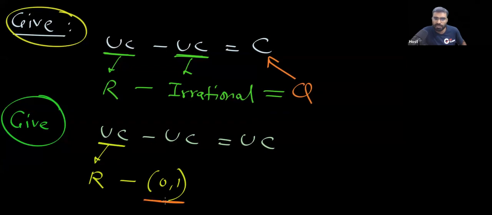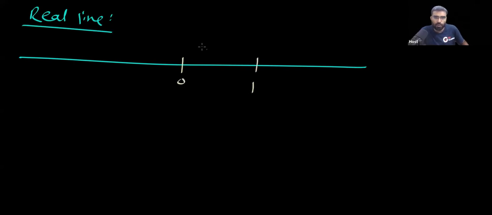These are reals between 0 and 1. We have proved that this is also uncountable. So real minus this, that is also uncountable, right? Yes or no? See, this is the real line. On this real line, we have already proved, if you remember, this range itself is uncountable.